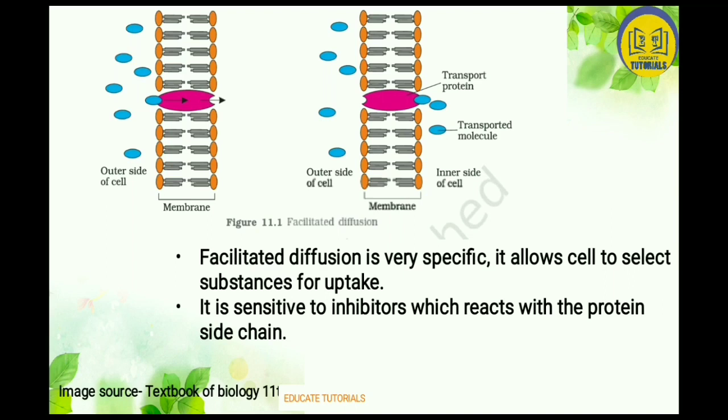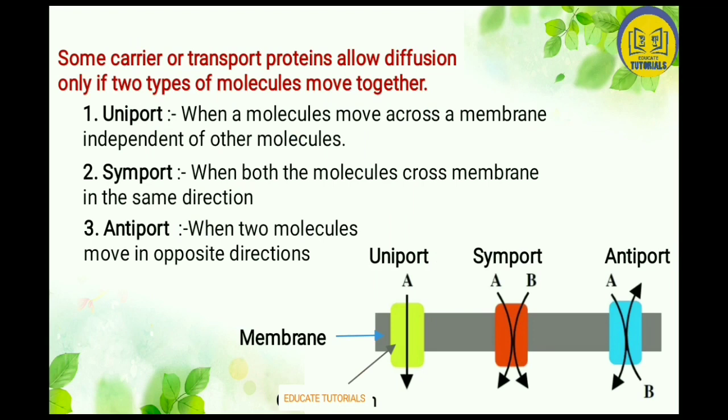Why is it sensitive to inhibitors? Because the inhibitor reacts with the protein side chain and blocks the water channels, so it cannot transport the substance. There are some carrier proteins or transport proteins that allow diffusion only if two types of molecules move together. When the two molecules move together, they help the transportation.